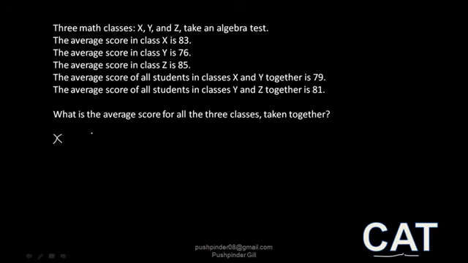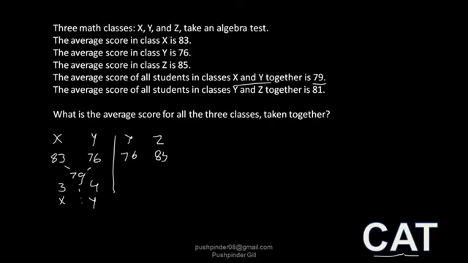Let's see what is the ratio of X and Y. The average score of X is 83 and Y is 76, and the average score of X and Y together is 79. That means this minus this would be this, and this minus this would be this. That means X ratio Y is 3 ratio 4. Let's see Y ratio Z. If you calculate for Y and Z, that is 76 and 85, and overall is 81, which is going to be 4 ratio 5. So Y ratio Z is 4 ratio 5.